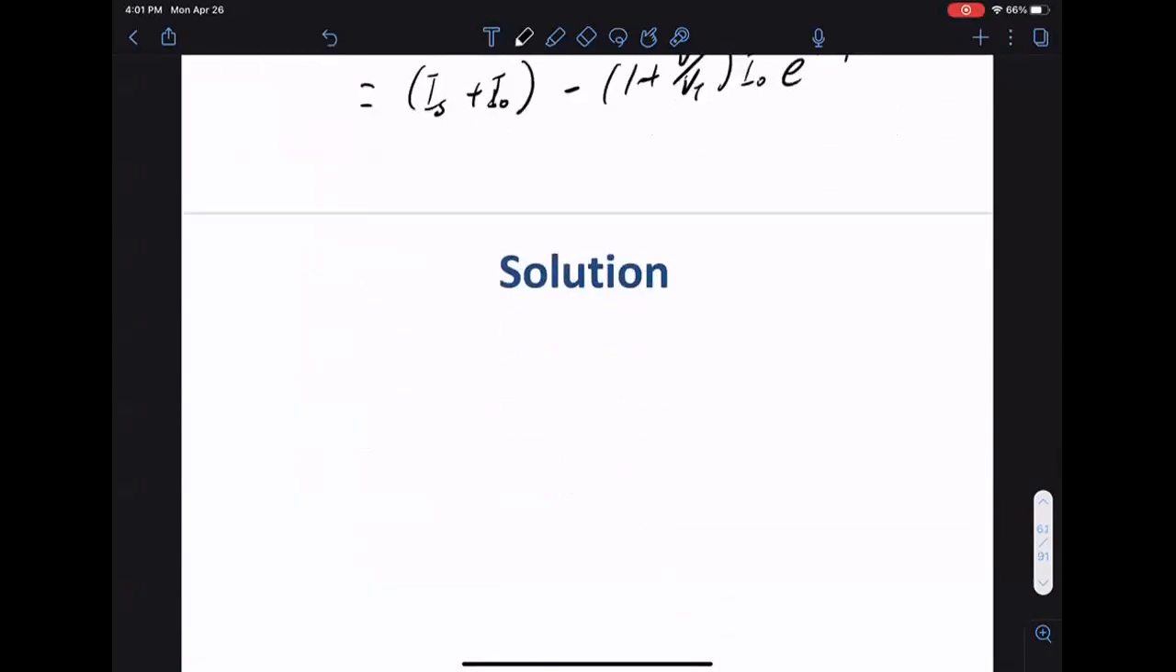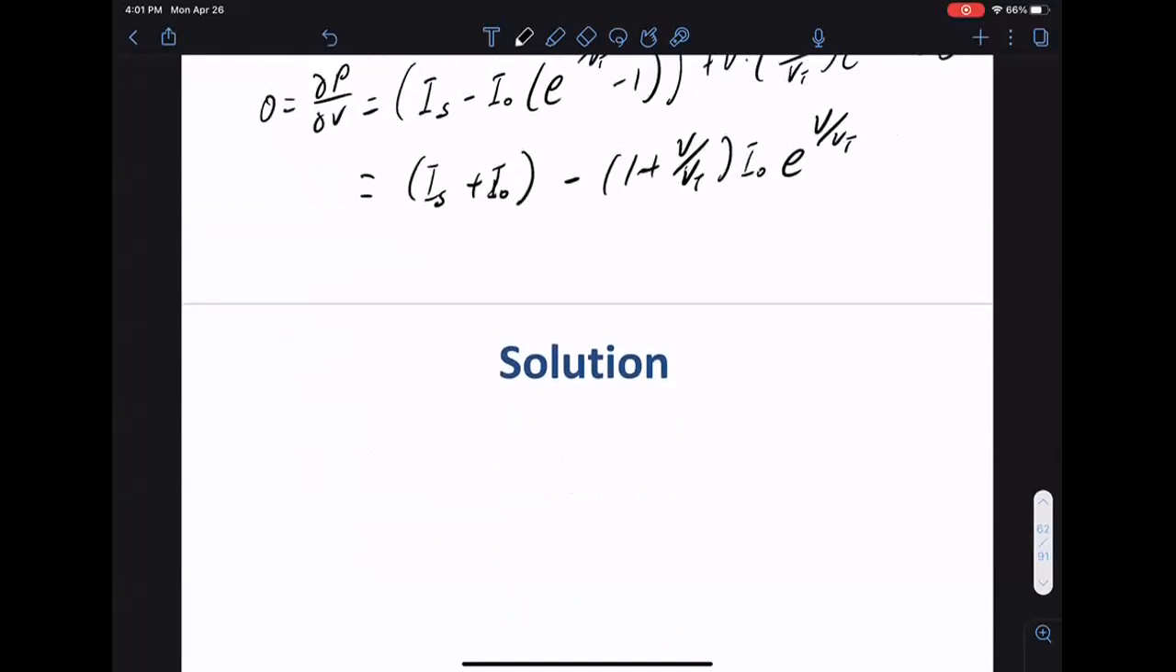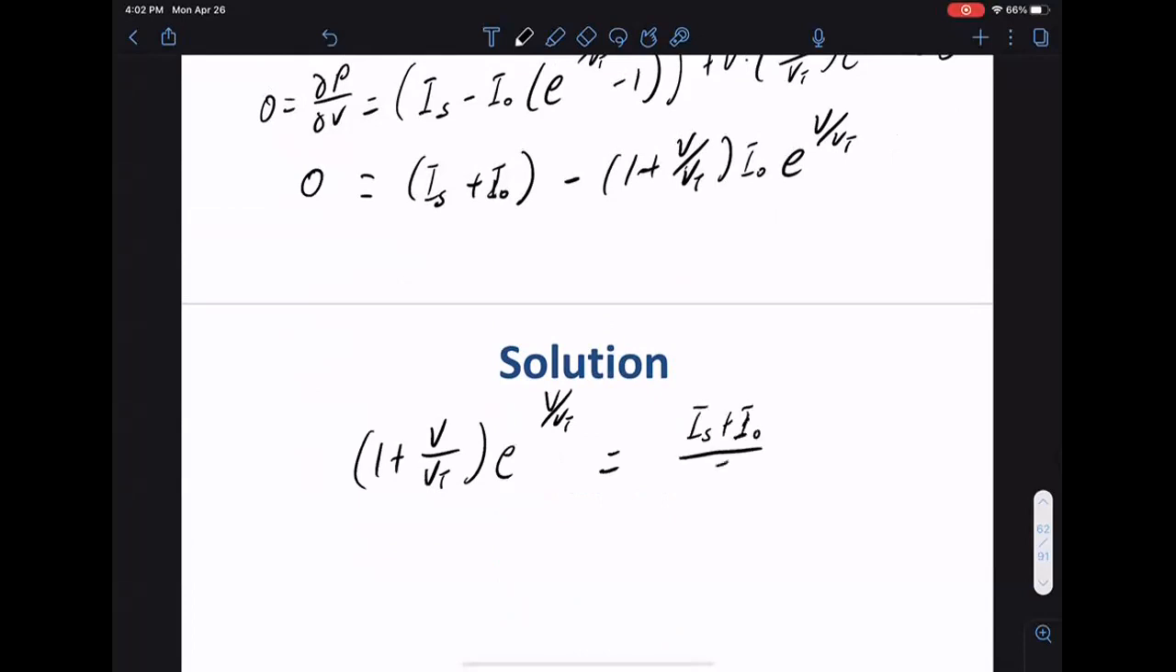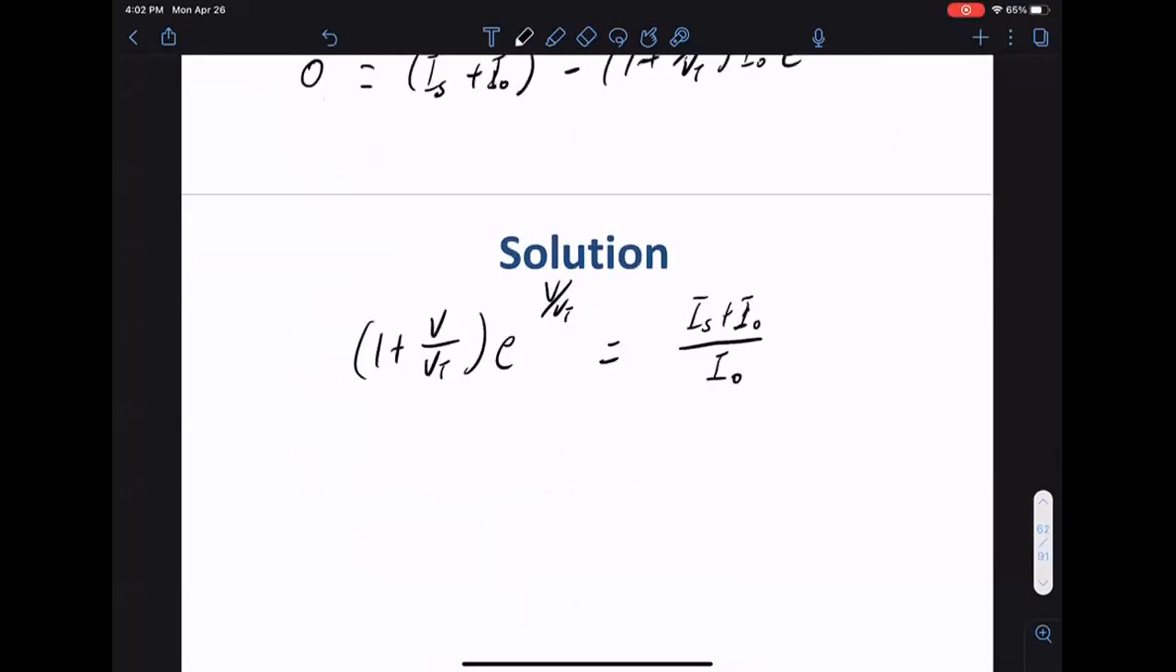Then we can keep going, right? We can move it, so we have this whole thing equal to 0. Then if you do a little bit more work, we have (1 plus V over V_T) e^(V/V_T) equal to (I_S plus I_0) over I_0. So now we know I_S, we know I_0, we know V_T. So plug all of them in. You can again either graph this, use your computer, or however you want to solve this.